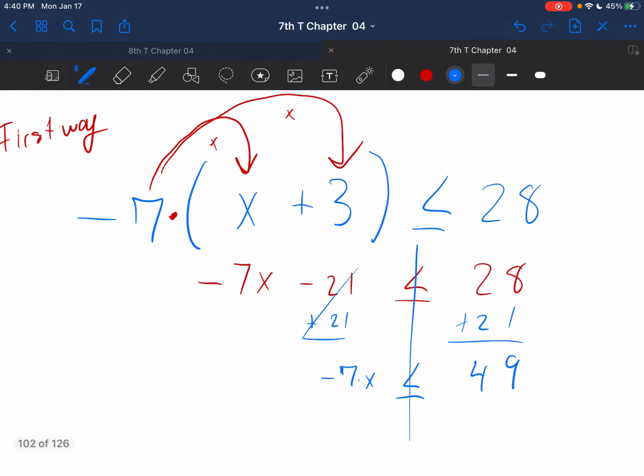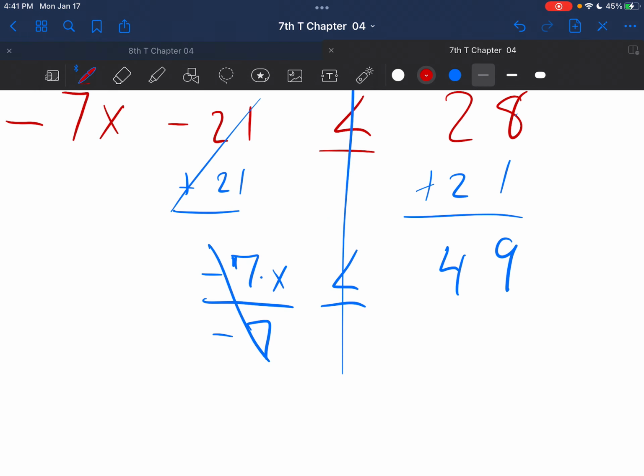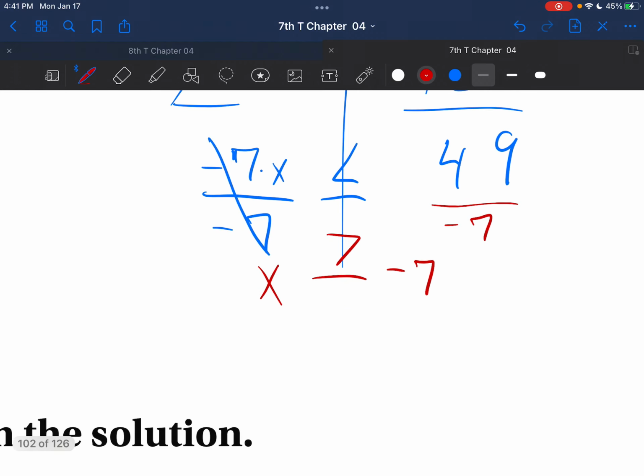What is the opposite of multiplying by negative 7x? Well, it's dividing by negative 7. Don't forget, whenever you multiply or divide by a negative, you flip the sign. So that's going to flip like that. We have x there, divided by negative 7. 49 divided by negative 7. 7 times 7 is 49. So that is negative 7.